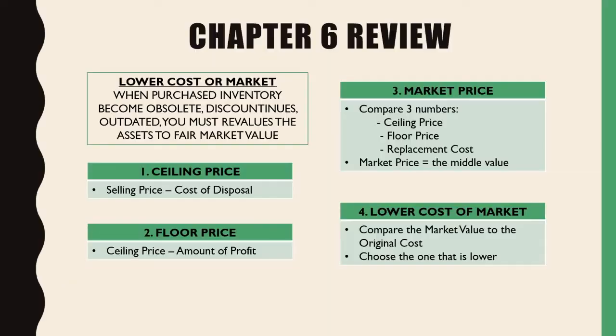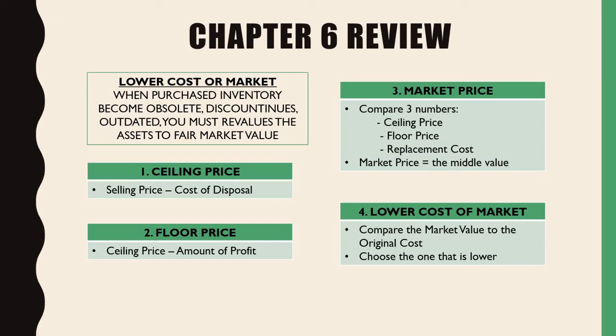Okay, so again, course review is going to be, we looked at what a lower cost of market does. Okay, it just happens when you make purchases of inventory and they lose value or gain value over time. So again, when we do this, there's only 4 components that we're looking at. 2 of them are calculations and 2 of them are just comparing. So the first one that we're looking at is calculating the ceiling price, which I've made easier for you by saying it's selling minus the cost of disposal, okay? Then your floor is going to be your ceiling price minus your amount of profit, all right?